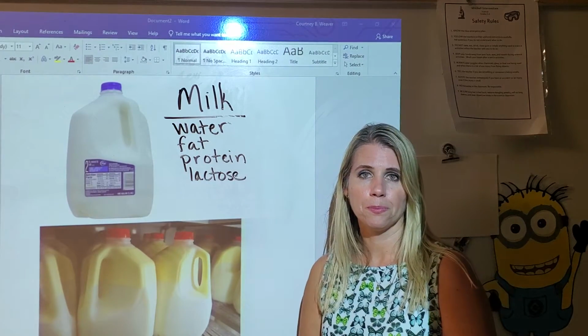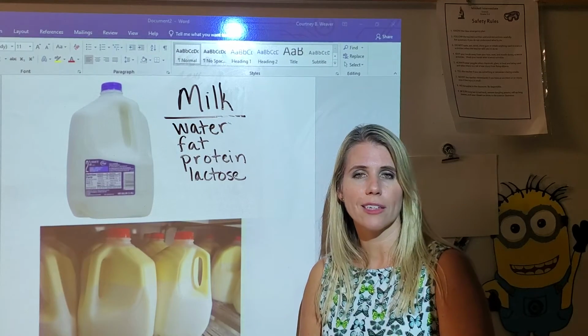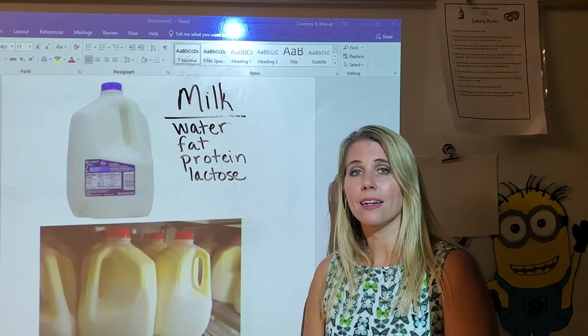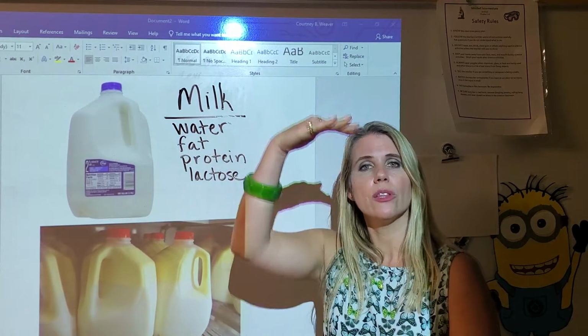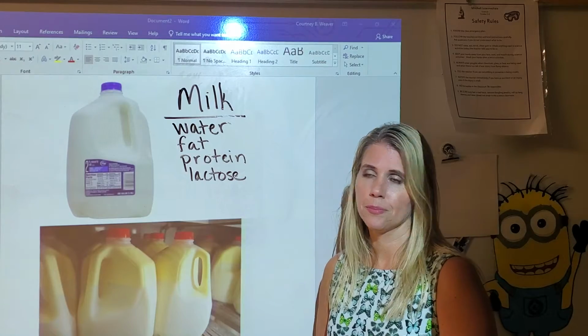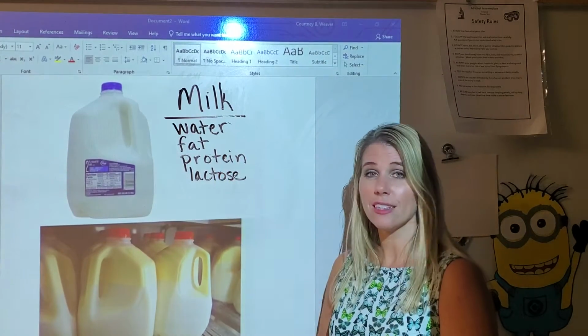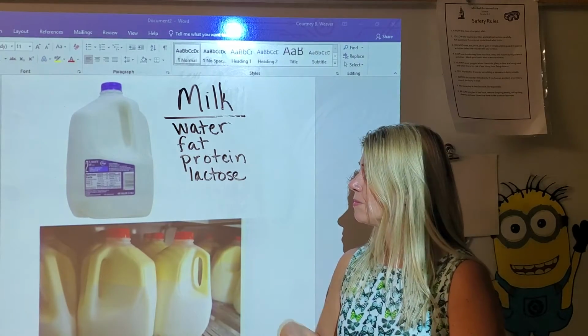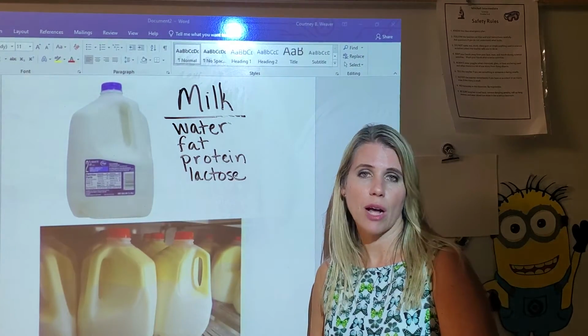Fat. Oil is a type of fat. What happens when you mix oil and water? When you mix oil and water, the oil floats to the top. Remember, milk has a lot of water? The milk fat will start to separate. It rises to the top.